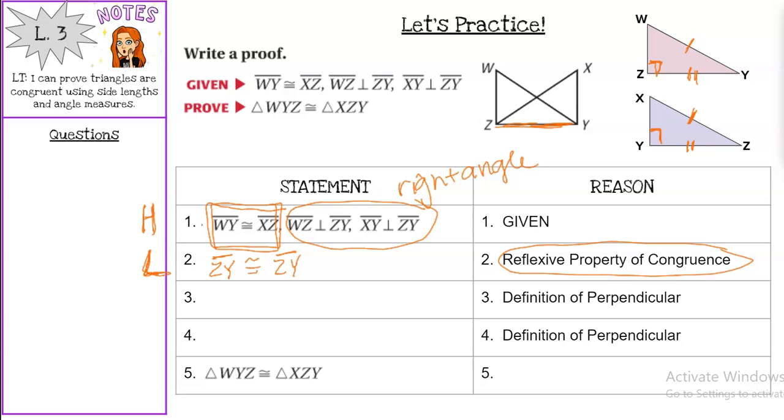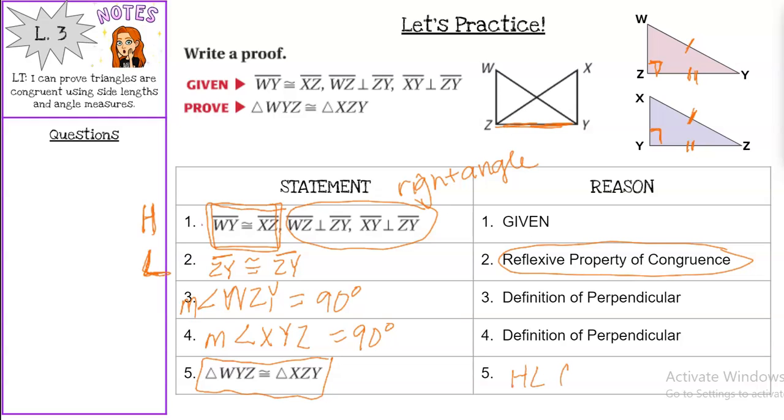And now we just need to write out the fact that, hey, we have some right angles. We have right triangles. So I'm going to say the measure of angle WZY equals 90 degrees. And that's that definition of perpendicular. And then again, the measure of angle XYZ equals 90 degrees by that definition of perpendicular. Now that we know we have right triangles, we can say, hey, these guys are congruent by the hypotenuse leg congruence theorem.